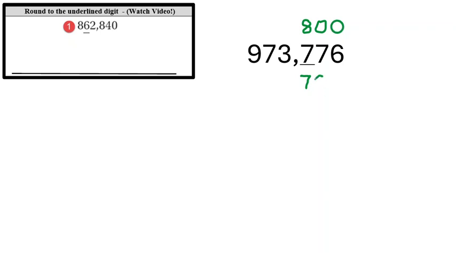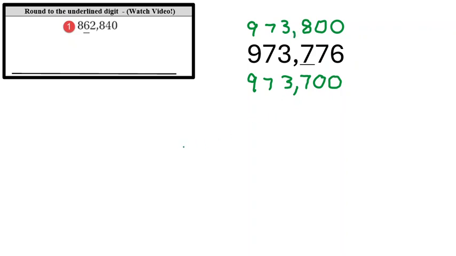And same thing down here. Everything to the right becomes zeros. Okay, and everything to the left stays the same. So this 3 stays the same. The 7 stays the same. The 9 stays the same. Okay, and then we put in our commas right there and there.